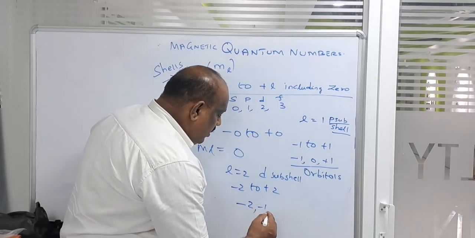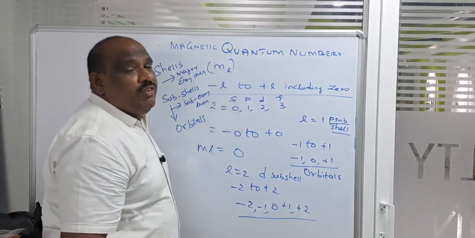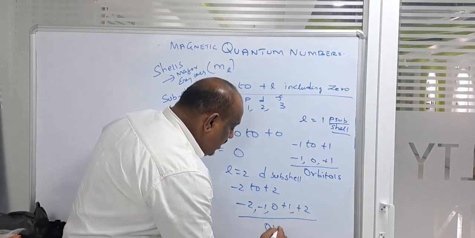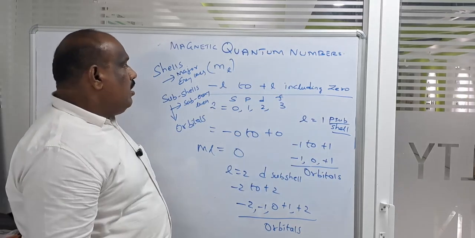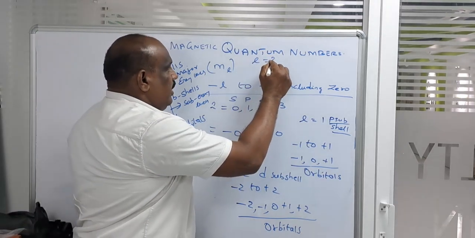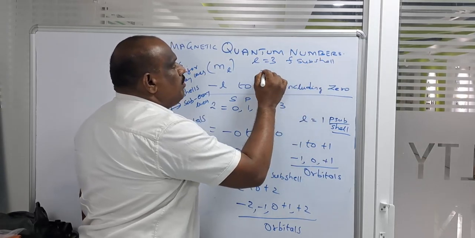Very good. Minus 2, minus 1, 0, plus 1, plus 2. So how many orbitals are there? 5. So for the D subshell, it has 5 orbitals. Similarly, what happens when L equals 3? L equals 3 means F subshell. 7. Very good. So, minus 3 to plus 3?